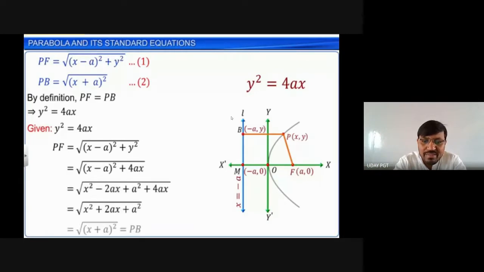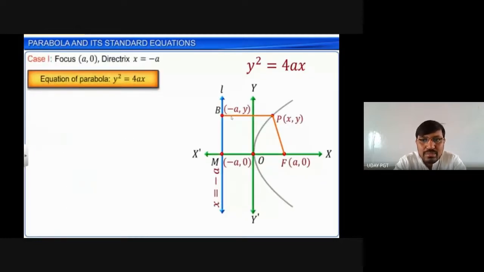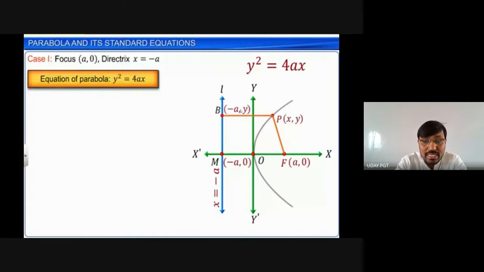The equation of this parabola is y squared equals 4ax. Its focus is a comma 0, its directrix is x equals minus a, and what is its vertex? Can anyone tell me what a vertex is?